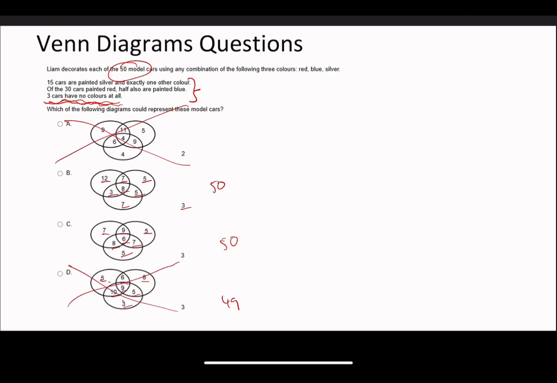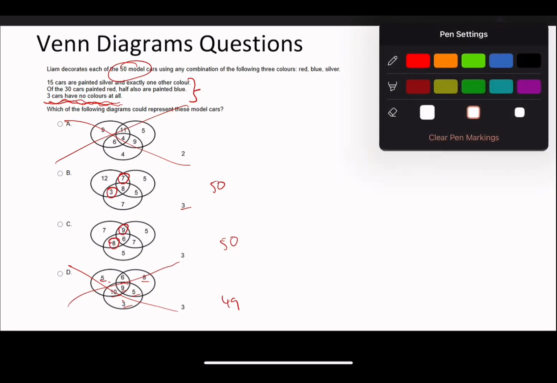Okay, great. Cool. Then I would go for 15 cars are painted silver and exactly one other color. Cool. So silver and exactly one other color. So what does that mean? Well, if I erase this from last time. So silver and exactly one other color means that these 2 areas on an individual oval have to add up to make 15.